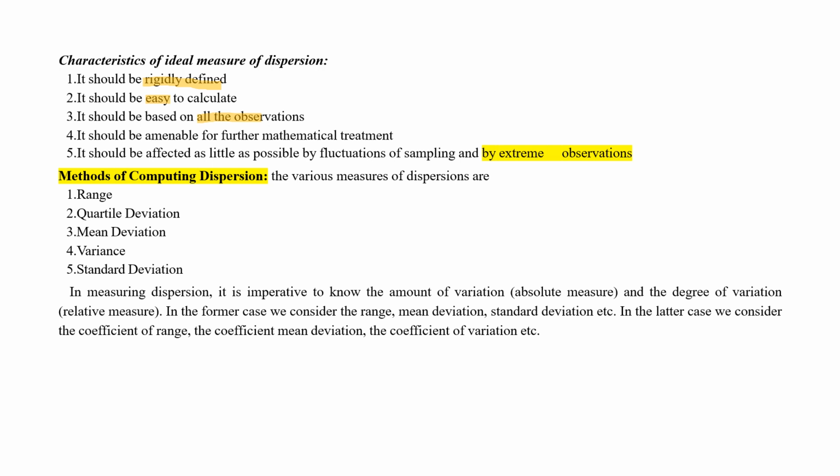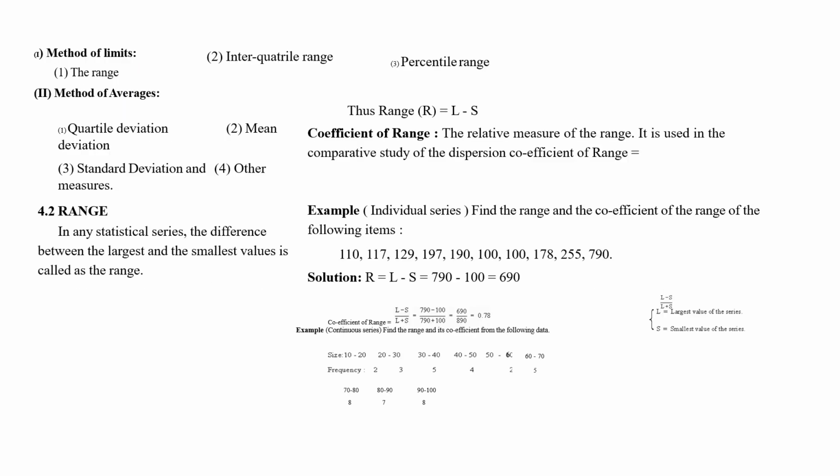In measuring dispersion, it is imperative to know the amount of variation and the degree of variation, that is, relative measure and absolute measure are both necessary. In the former case we consider the range, mean deviation and standard deviation, which are absolute measures. When the degree of variation is needed, we can go for the coefficient of range, coefficient of mean deviation and coefficient of variation for relative measures. Then, method of limits.